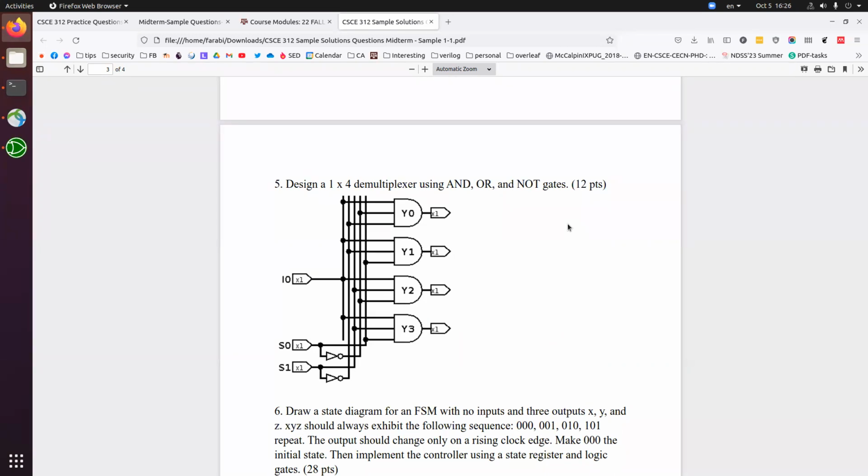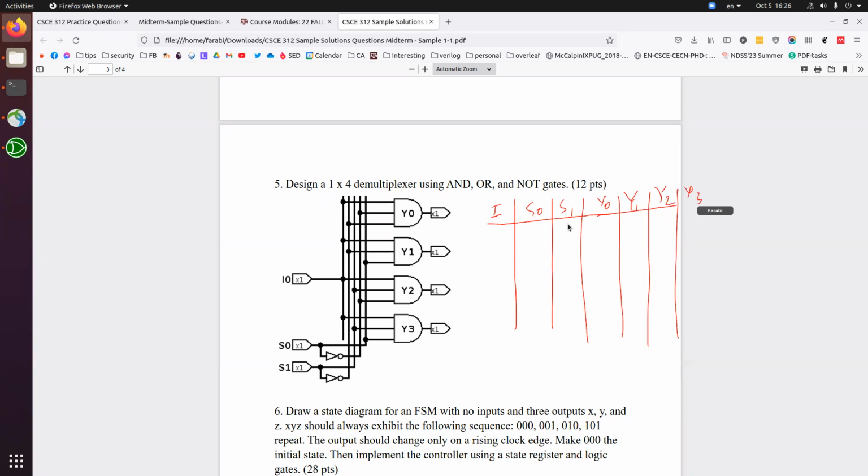So we have one input, I, and then we have S0, S1. So these are three inputs, and then we have our outputs, four outputs: Y0, Y1, Y2, Y3. So if you have input 0, selector 0, everything 0, then the output should be at Y0. Everything else you don't have to do anything, just 0, that should be fine.